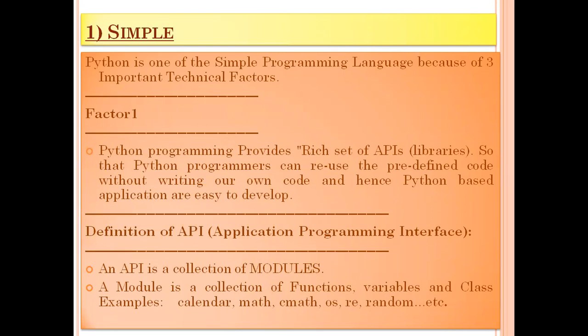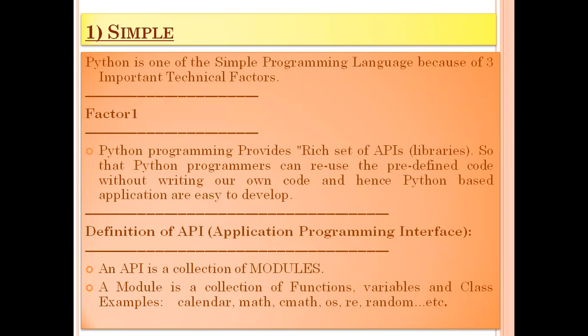Python programming provides a rich set of APIs. Now, what are APIs? APIs are the libraries. So it provides a rich set of APIs so that Python programmers can reuse the predefined code without writing our own code. That is the only reason Python-based applications are easy to develop. It provides a rich set of APIs.